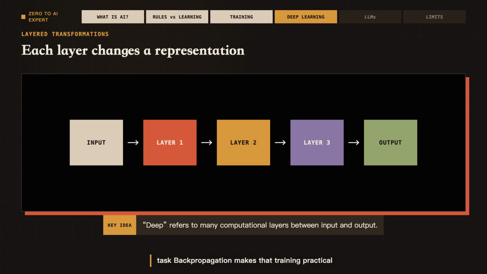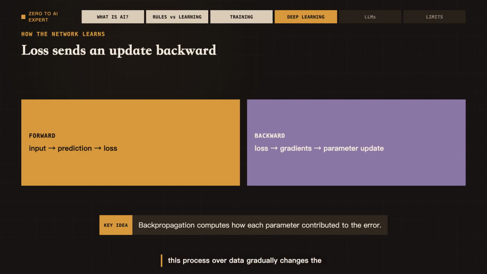Backpropagation makes that training practical. The model produces an output, the loss measures the error, and backpropagation calculates how changes in each parameter would affect that loss. An optimizer then updates the parameters. Repeating this process over data gradually changes the network.